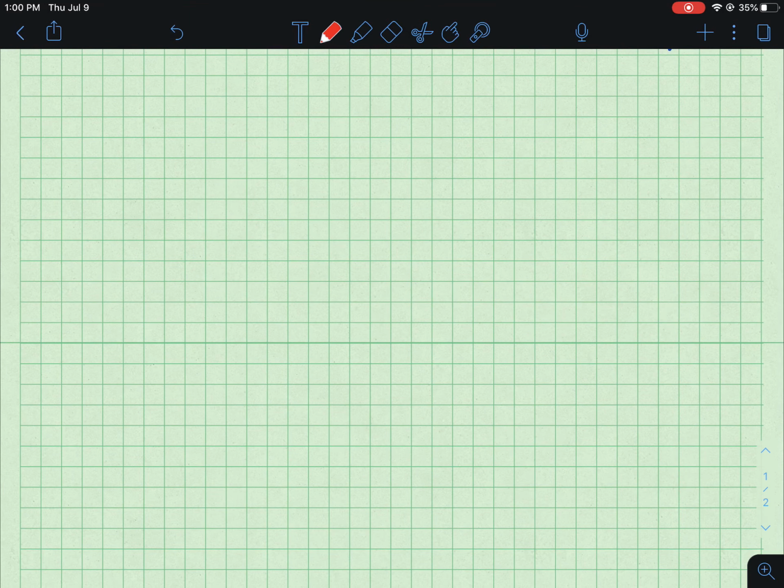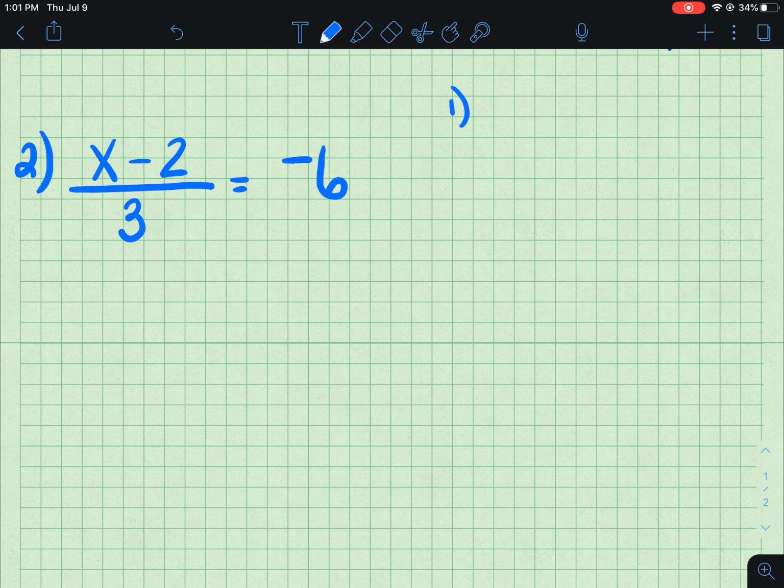Let's do another type. Number 2. Switch to a different color. Number 2 looks like this. We're going to go through the same 4 steps, okay? Whoops, no parenthesis to start. It's x minus 2, the entire quantity, divided by 3 equals negative 6. Now, this is one where on your first step, remember, you either distribute or you get rid of your fractions.